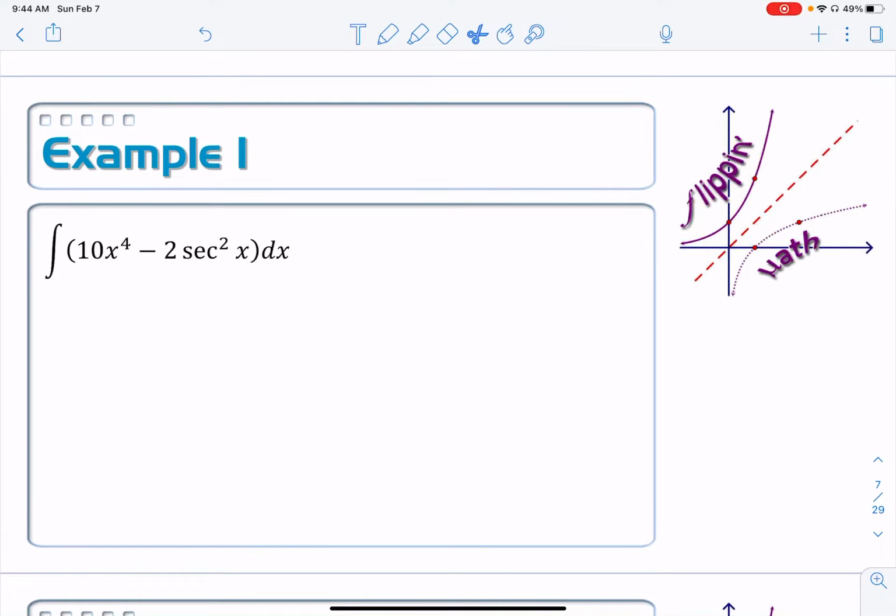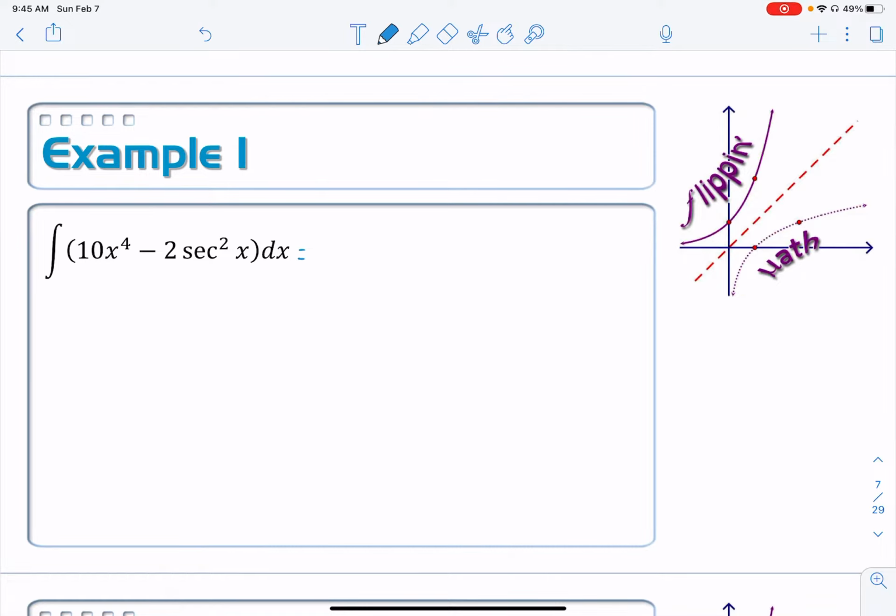All right, let's do a handful of examples here, shall we? Example 1. When we see this symbol here, without its little limits of integration, we know that it just means to anti-differentiate, to find the antiderivative. So you can either read it as, find the antiderivative of 10x to the fourth minus 2 secant squared x with respect to x, or find the indefinite integral of, and so on. Okay, so it just means, of course, to find the antiderivative.